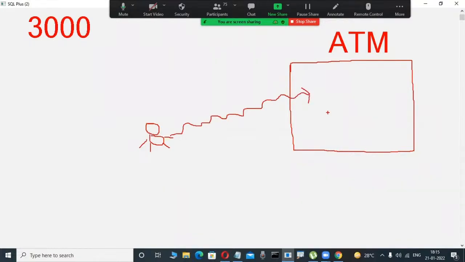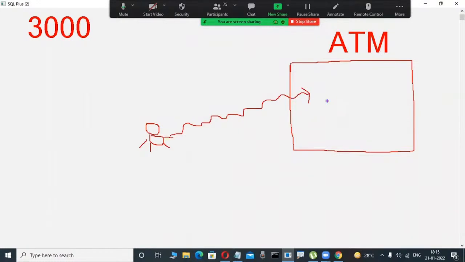For example, I'm inserting an ATM card. It will ask for a PIN number. I'm not checking the balance, for example. But unfortunately, what is my balance? 3,000 rupees are there presently in my account.